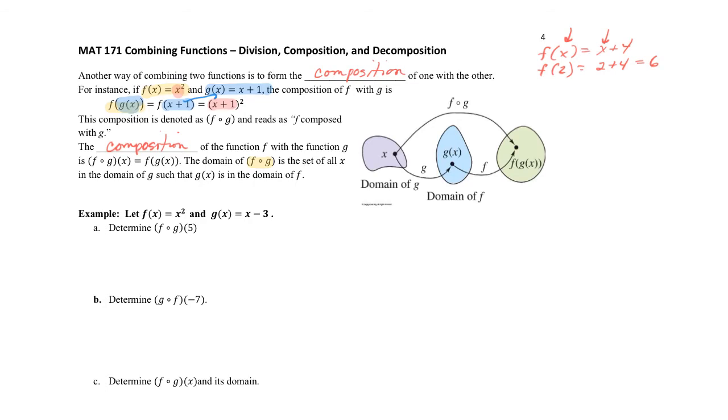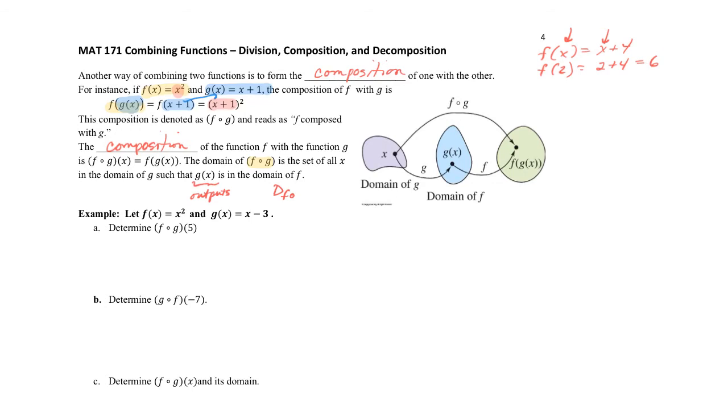So that's really wordy. What we're trying to say here is when we're looking for the domain of the composition, we're looking at all of the x values that will be in the domain of g, such that g of x, where g of x is the output values, are in the domain of the original function f.